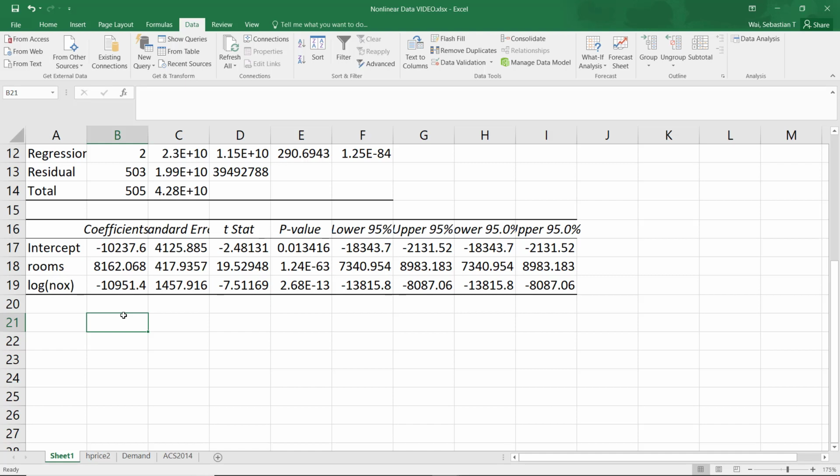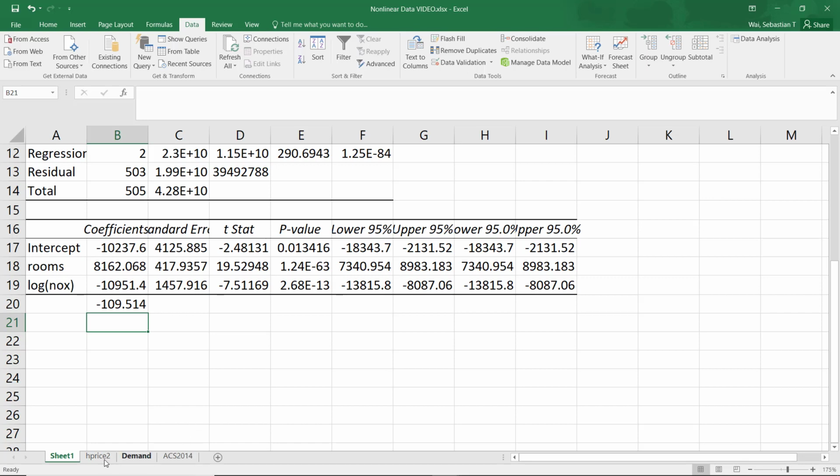But the relationship between price and nitrogen oxide is level-log. That means that we need to think about this as a 1% increase in nitrogen oxide will reduce housing prices by this coefficient divided by 100. So this means a 1% increase in pollution decreases housing prices by about $109. Always remember when we have to do that conversion.